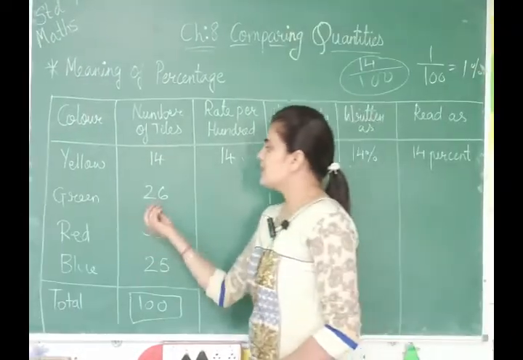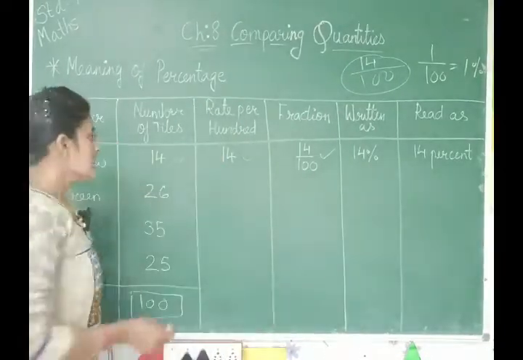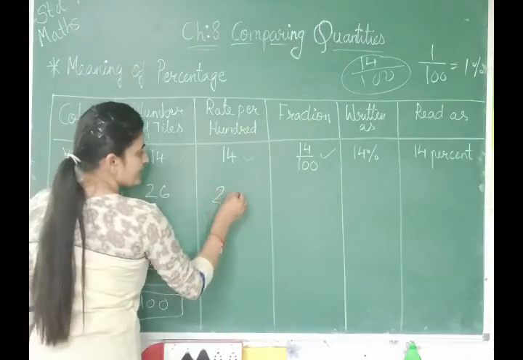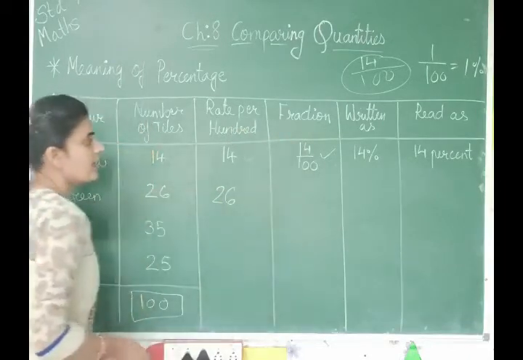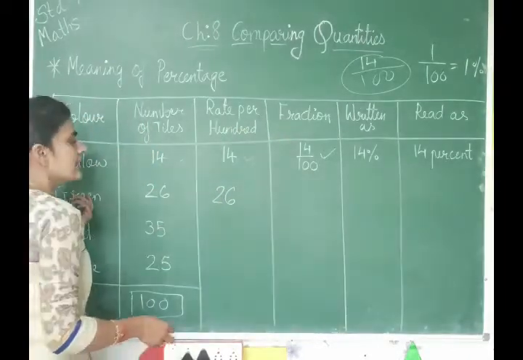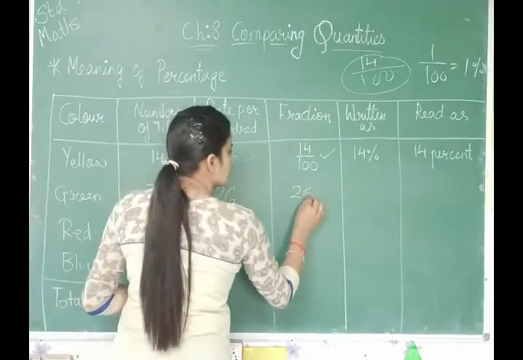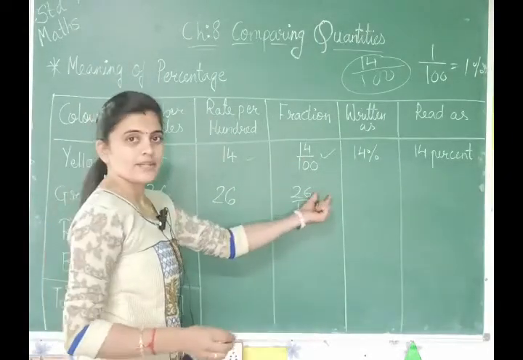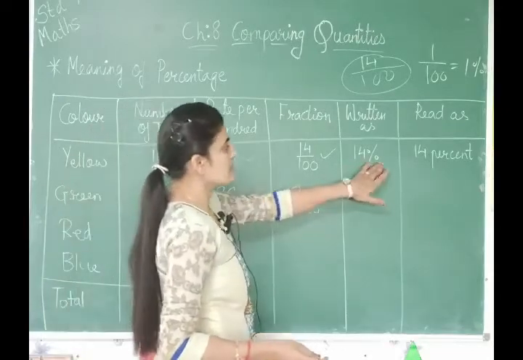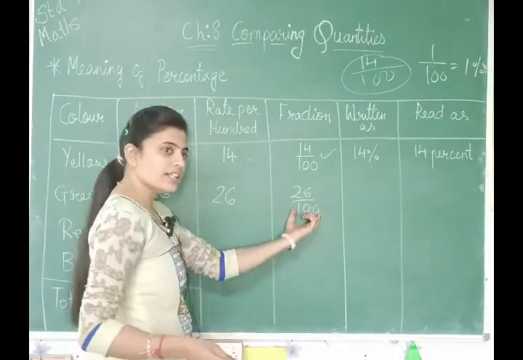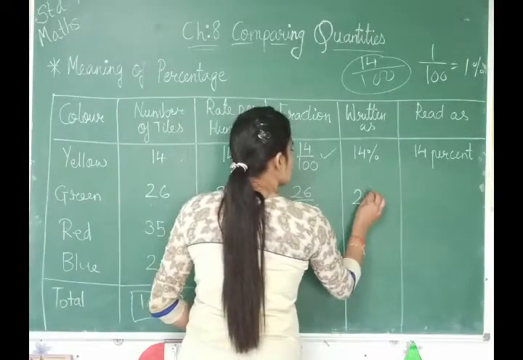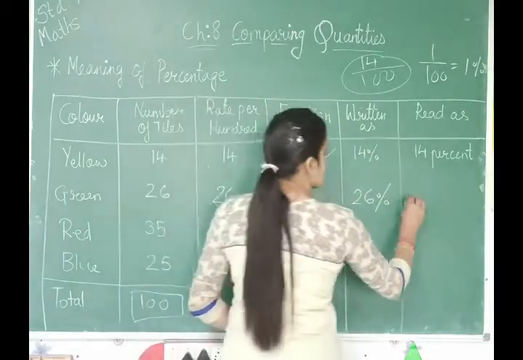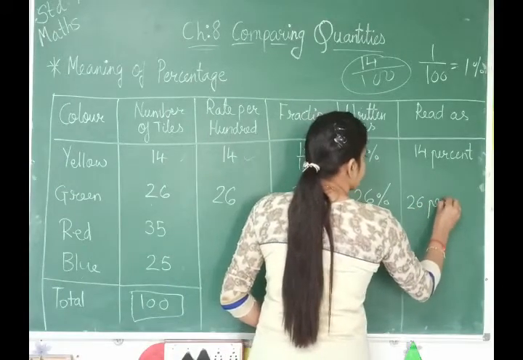Now for green, it is 26. So the rate per 100 will be 26, and the fraction is 26 out of 100 that are green. So 26 by 100 is written as 26%. Whenever you write percent, you don't have to write the denominator 100. Directly write 26, then the percentage sign, and it is read as 26 percent.